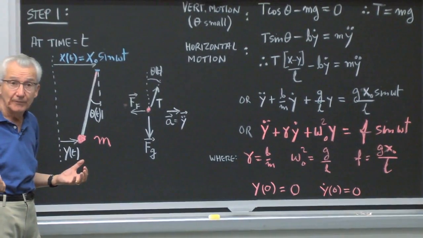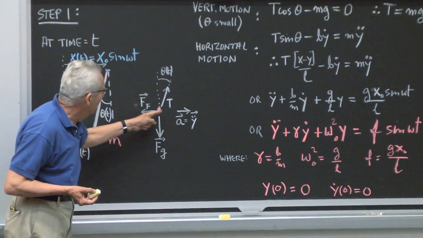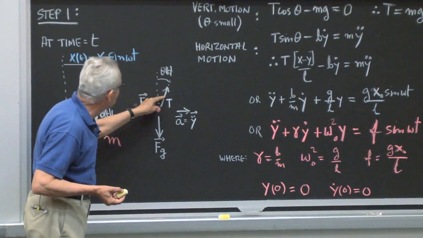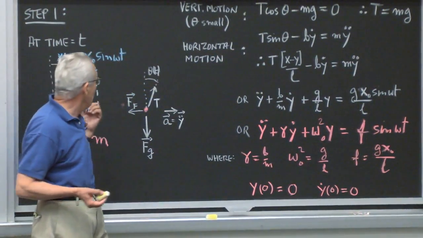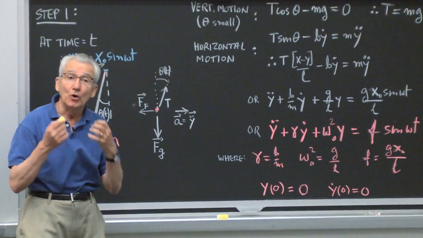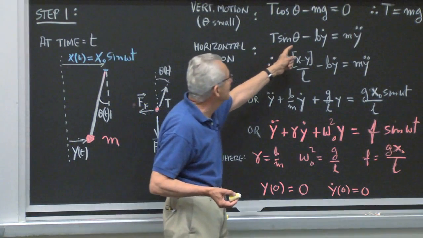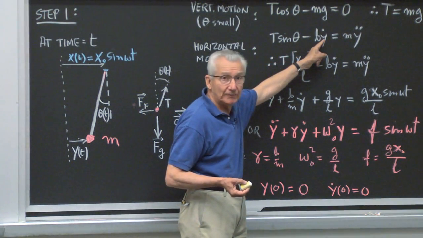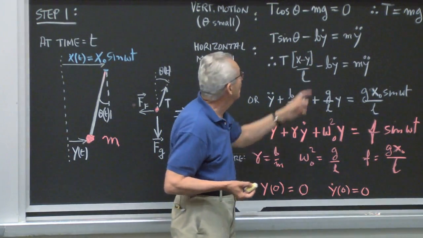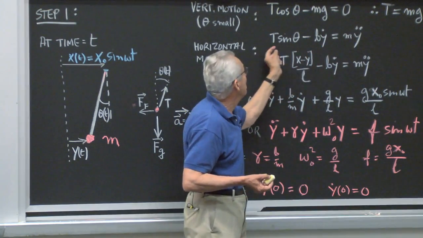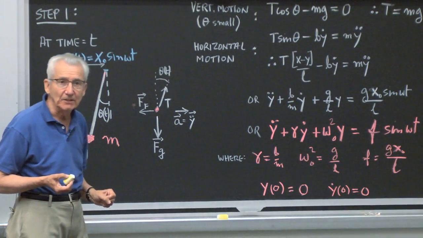How about horizontal? For horizontal motion, I have the horizontal component of this tension, which is T sine theta. This is theta, so T sine theta is the horizontal component. Now, this is moving here. Therefore, there will be a frictional force proportional to that. So there's minus, this is the velocity, times b. This is the frictional force. It's always minus. It's always in opposition to the actual velocity, right? And that, by Newton's law, is equal to mass times the horizontal acceleration.